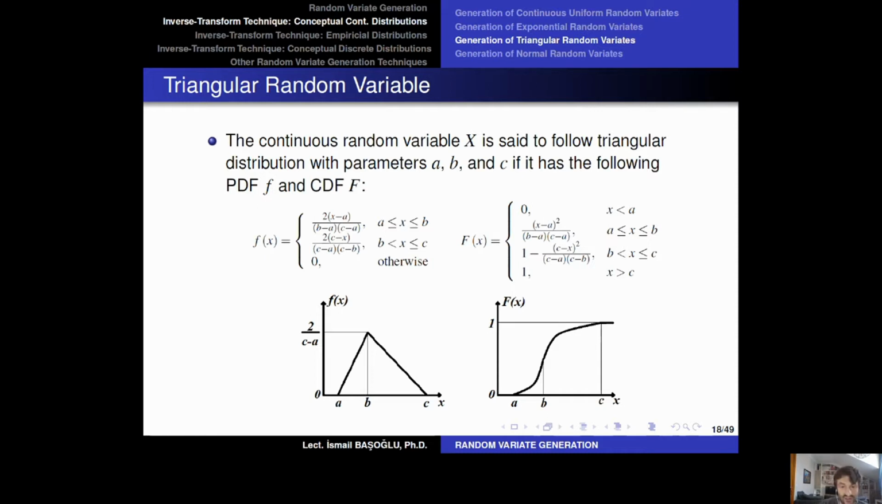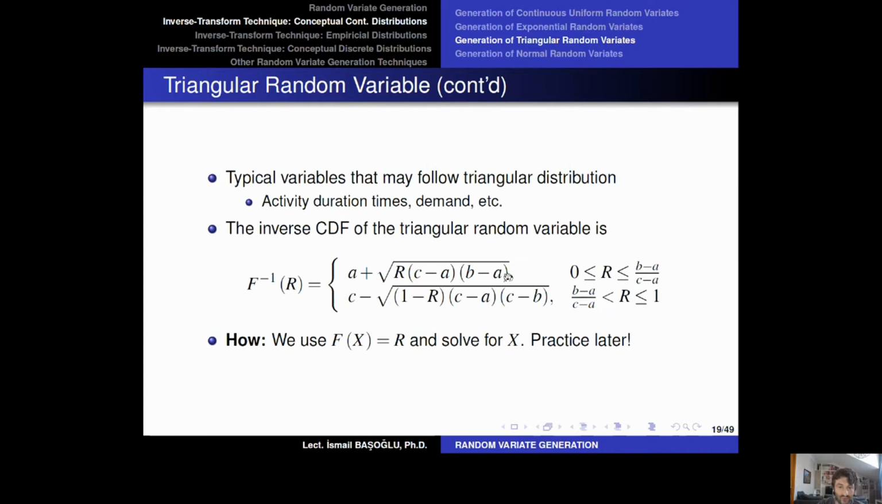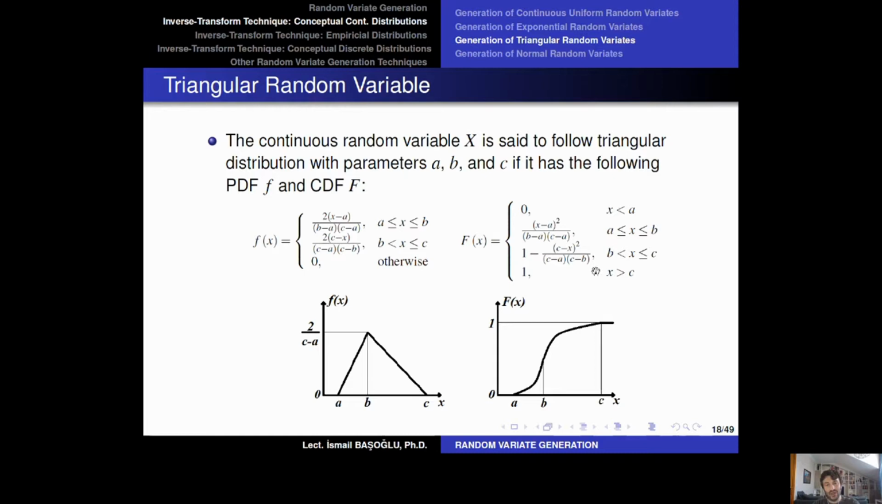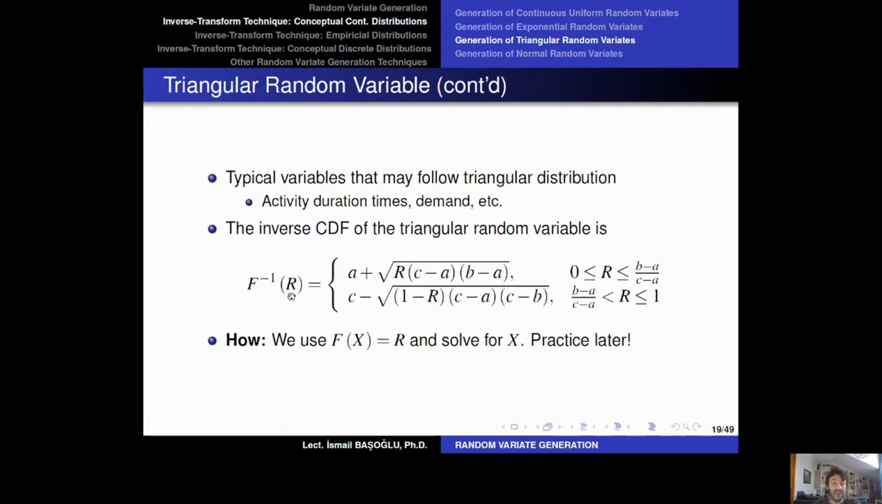I'm not going to show how this is going to be done, but if you check the formulas here, they look like we have the discriminant value in the square root, and we have the classical formula for the root of quadratic functions. Now, this formulation is true in the end. At home, if you practice computing the inverse CDF of these quadratic functions, it would be good practice. The inverse CDF will be equal to a plus square root of r times (c minus a) times (b minus a) if your random number r is between 0 and (b minus a) over (c minus a).